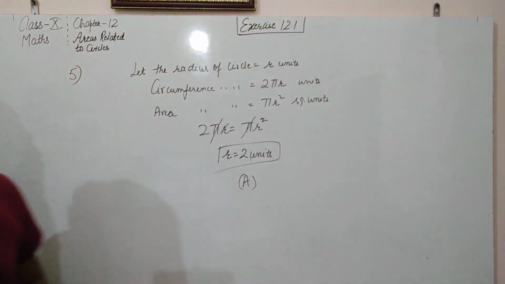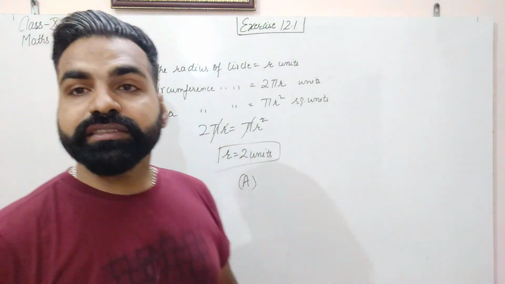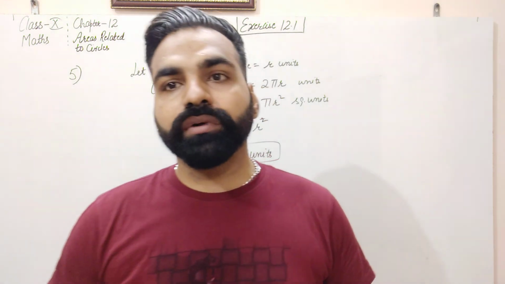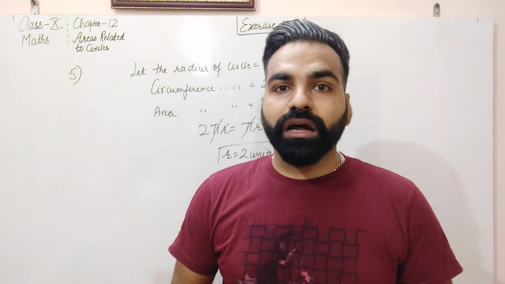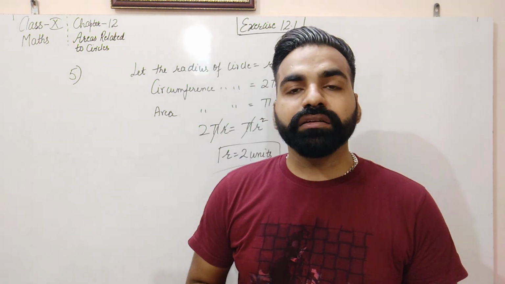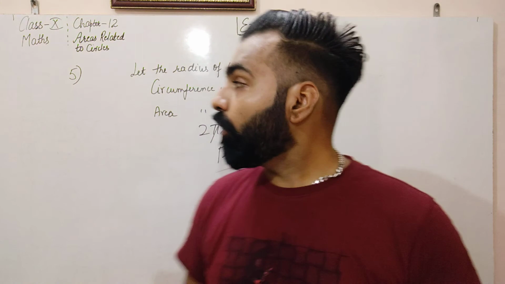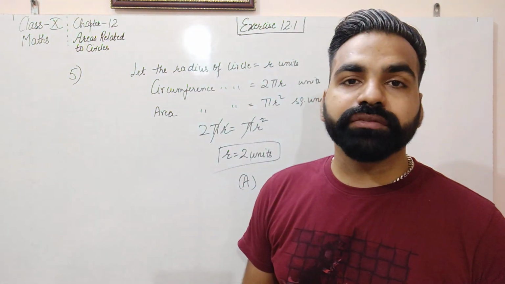So this was question number 5. So here the exercise gets completed, exercise 12.1. In the next video we will talk about exercise 12.2, that is about the sector, how to find the area of a sector and the area of the triangle in the circle. Clear? The segment, area of the segment we will discuss.